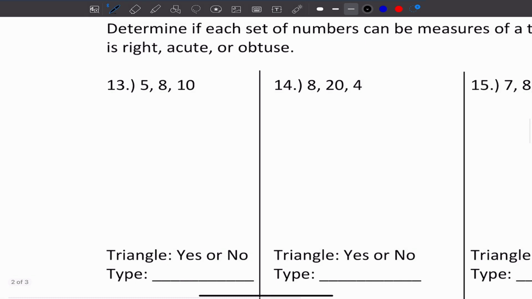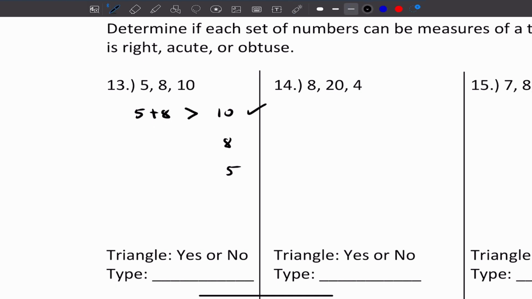For instance, I have 5, 8, and 10. Write 10, 8, and 5 just like so. And then you're going to say, okay, what two numbers are not 10? Well, that'll be 5 and 8. So you're going to do 5 plus 8 and then compare that to the right hand side. So 5 plus 8, that is 13. Well, 13 is indeed greater than 10.